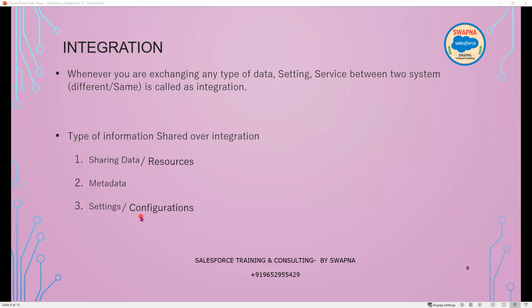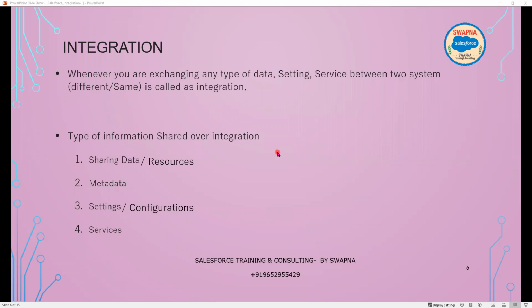Whenever you select the product quantity in Amazon, 2 items, or 3, or 4, and then enter the postal code, that configuration data we send to some other system. That is also shared over the integration. Along with this, we might share services. These are the different types of information shared over the integration.